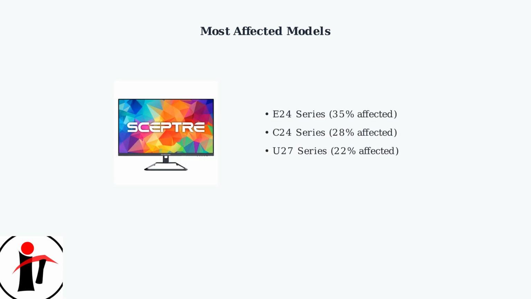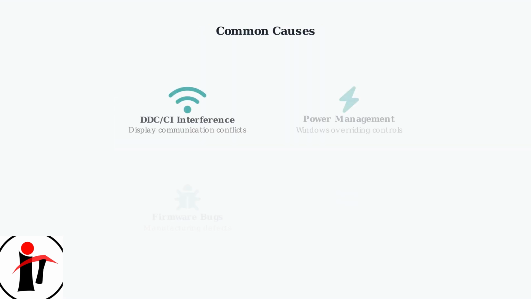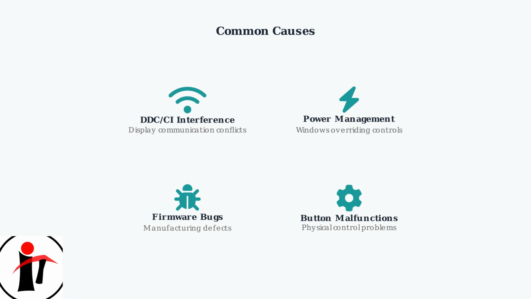The brightness lock issue is most common in three Sceptre monitor series. The E24 series shows the highest rate of problems, affecting about 35% of units, followed by the C24 and U27 series. Four main factors cause brightness lock issues. DDC-CI interference occurs when display communication protocols conflict. Power management problems happen when Windows overrides monitor controls. Firmware bugs are manufacturing defects, and hardware malfunctions involve physical button failures.